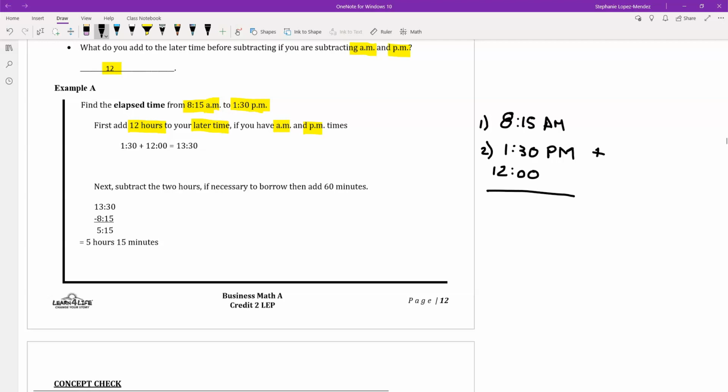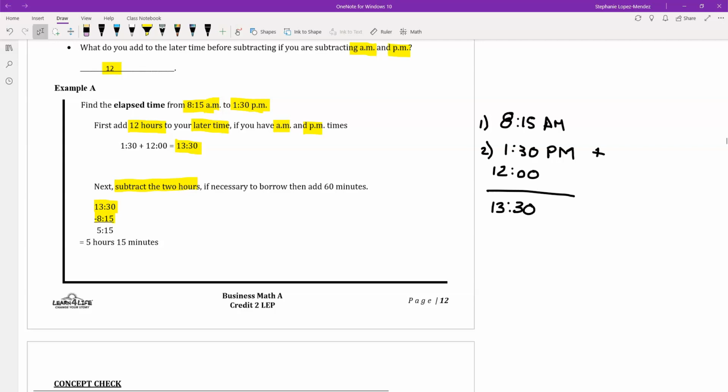So 12 plus 1 is 13, and 30 plus 0 is still 30, which is what we have right here, 13 hours and 30 minutes. Now my next step is to subtract the 2 hours, right? So what we did on the previous examples, we have 13:30 minus 8:15. That one we didn't convert, we didn't change it at all, okay?